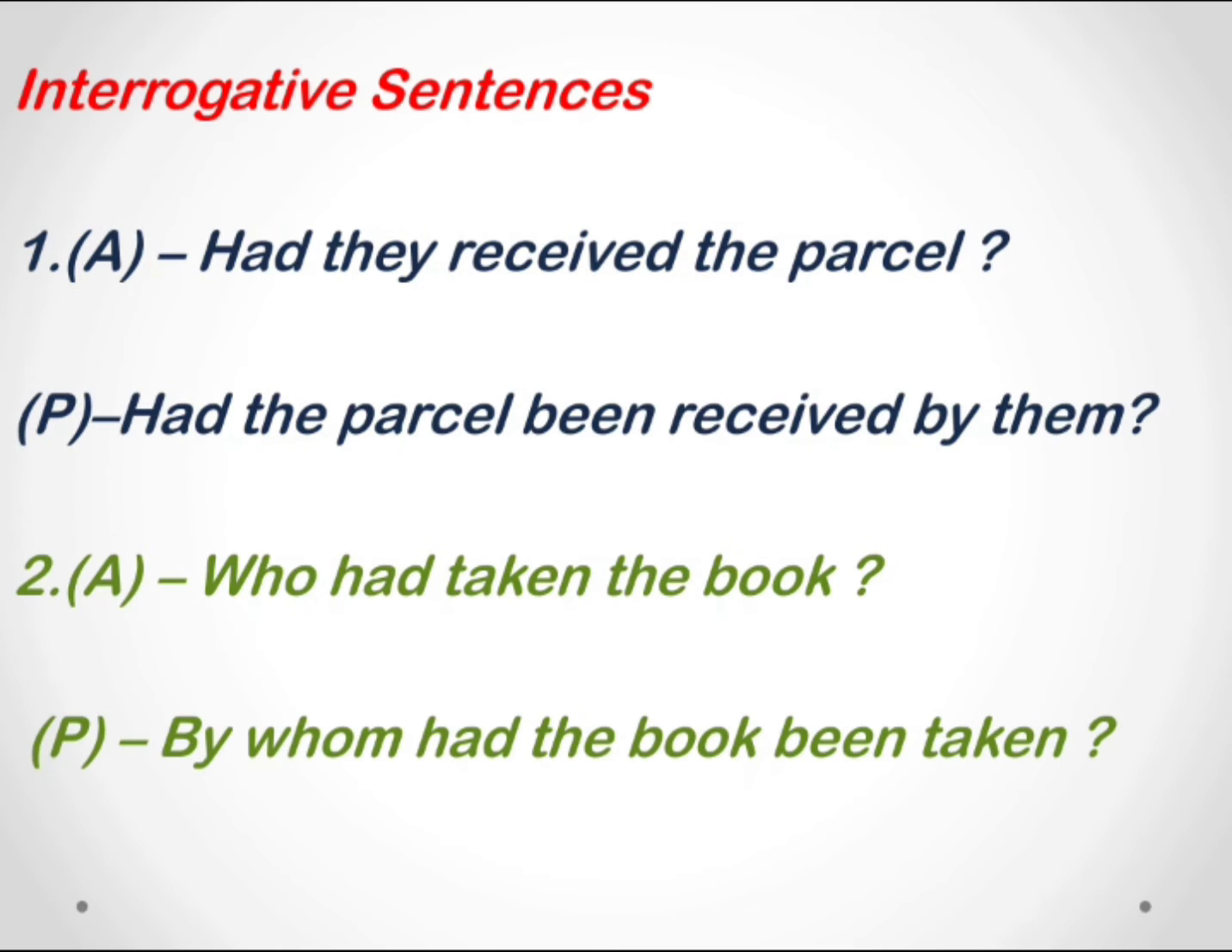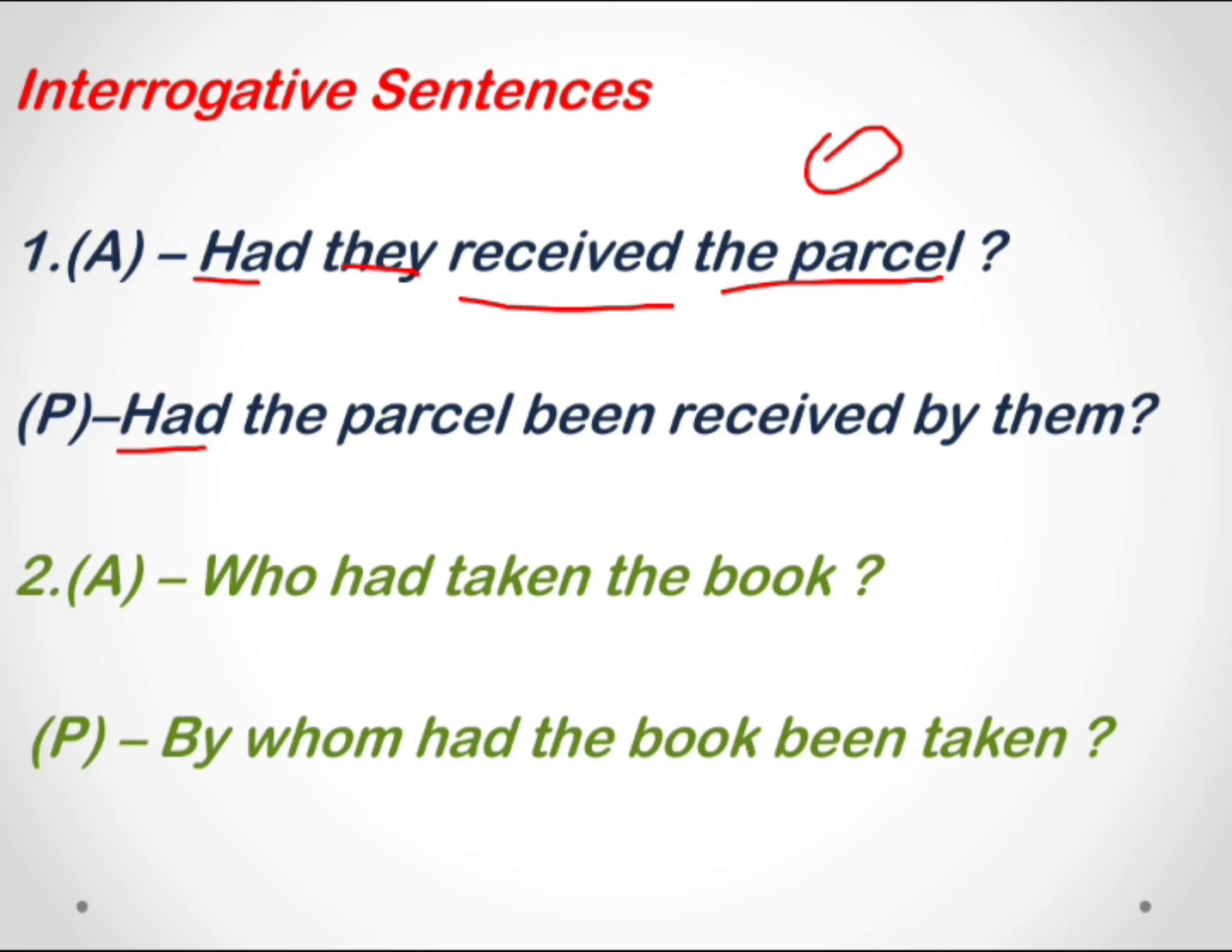Next, the interrogative sentences. We begin the interrogative sentences with the auxiliary verb had. So had they received the parcel? This is the active voice. Now had is the auxiliary verb, they is the subject, received is the verb. What did they receive? The parcel. This is the object. Now we begin the passive voice with the same auxiliary verb had.